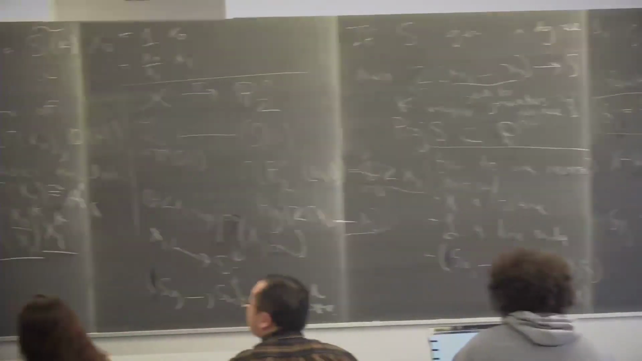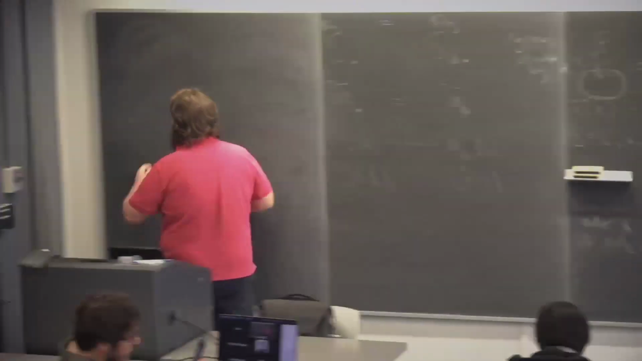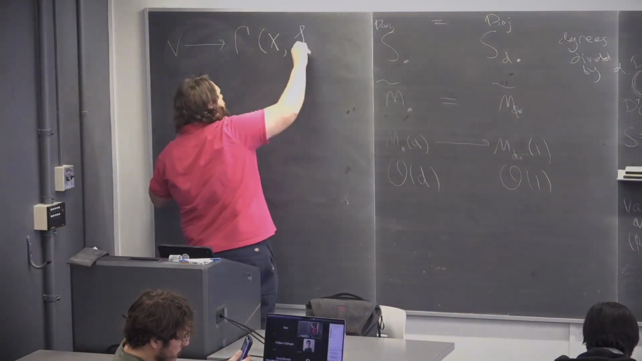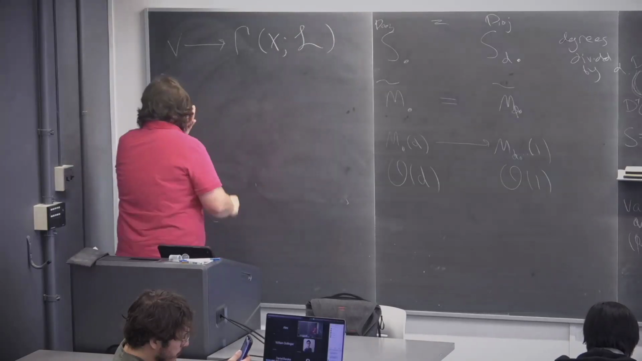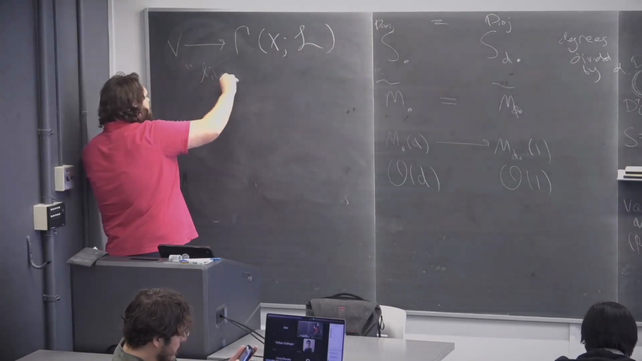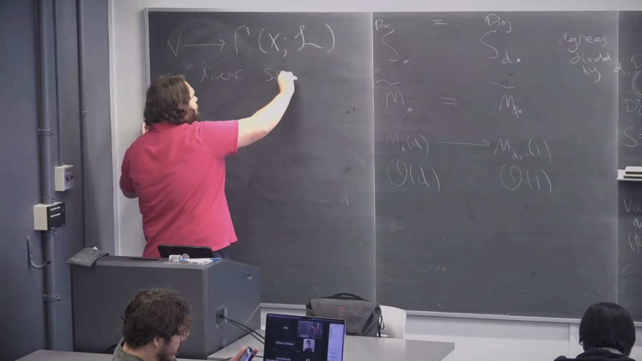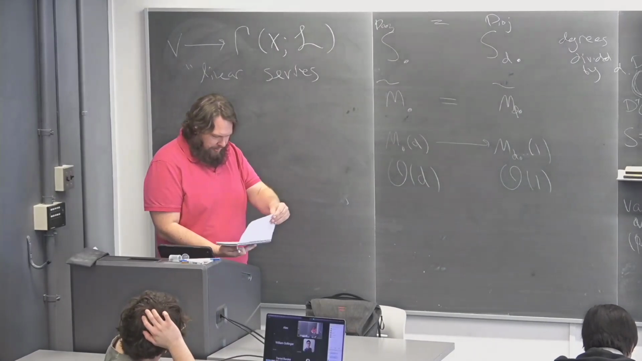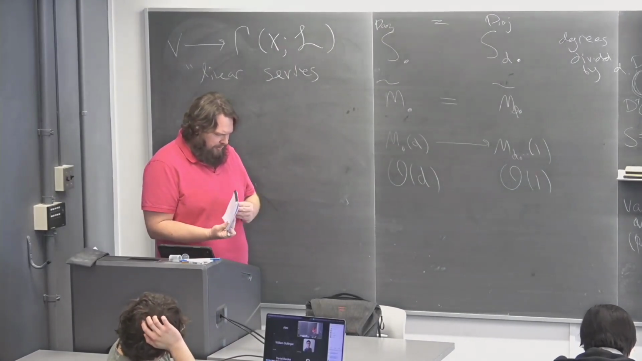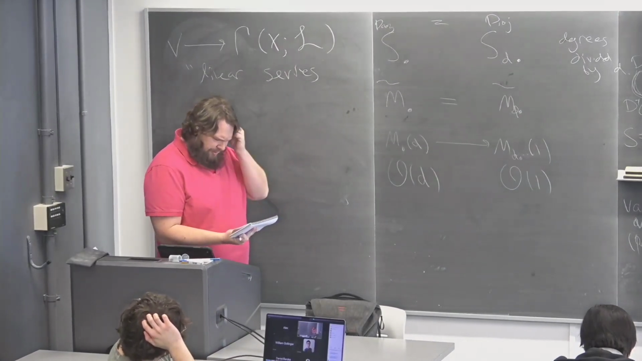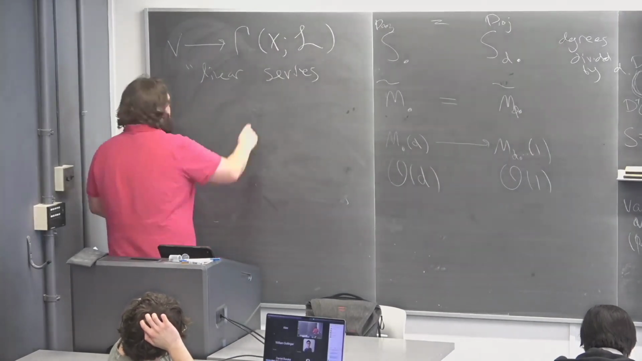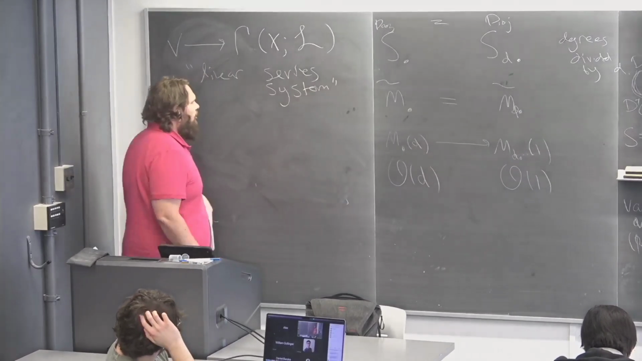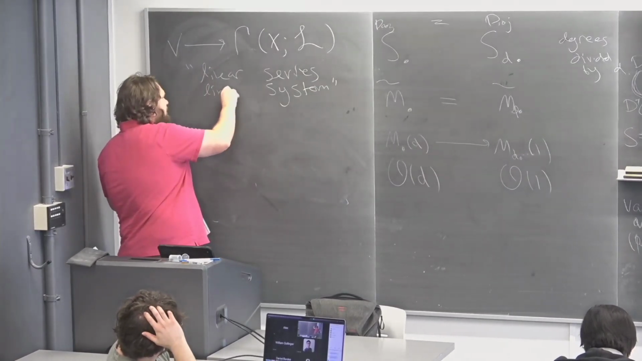So the name for this map from V into sections of this line bundle is called a linear series. And I feel like there's some other slightly even weirder name for it. A linear system, that's right. So you'll hear this both called a linear system and a linear series.